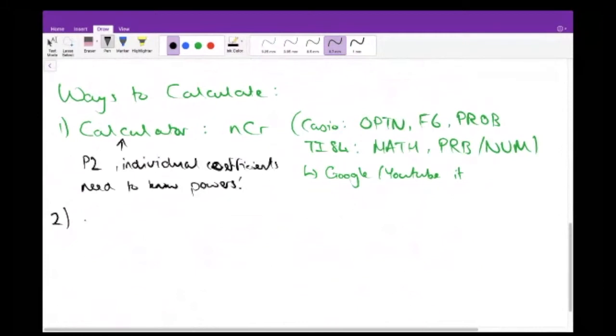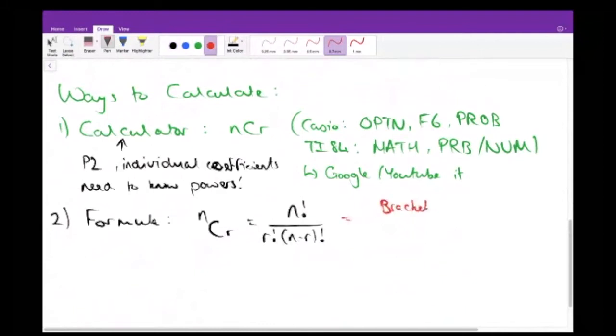So the second one is going to be our formula, which a lot of people seem not to like, but I think it's one of the quickest if you know how to use it. And this is that nCr is equal to n factorial over r factorial times (n minus r) factorial. Or in other words, this is the bracket power factorial over the product of the term powers, both factorial.